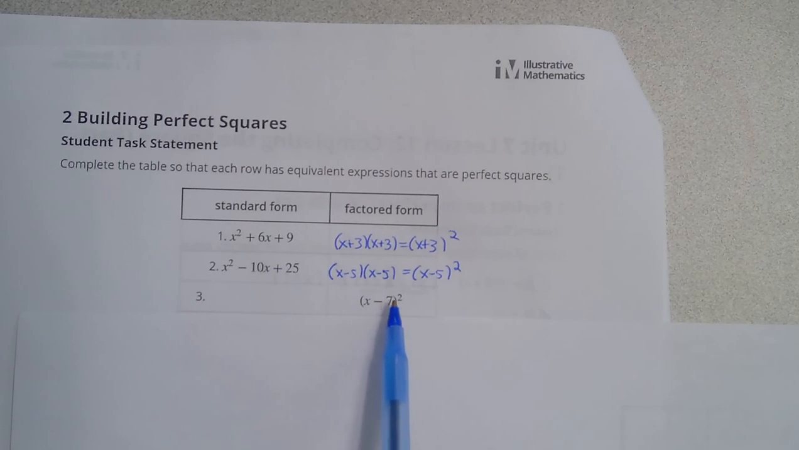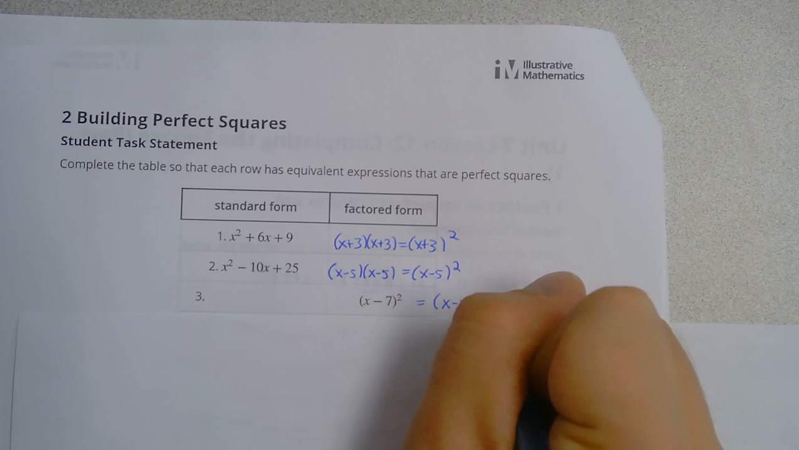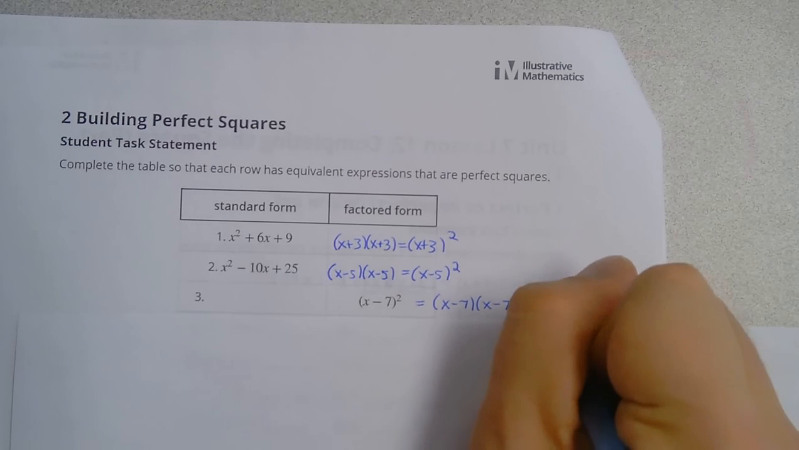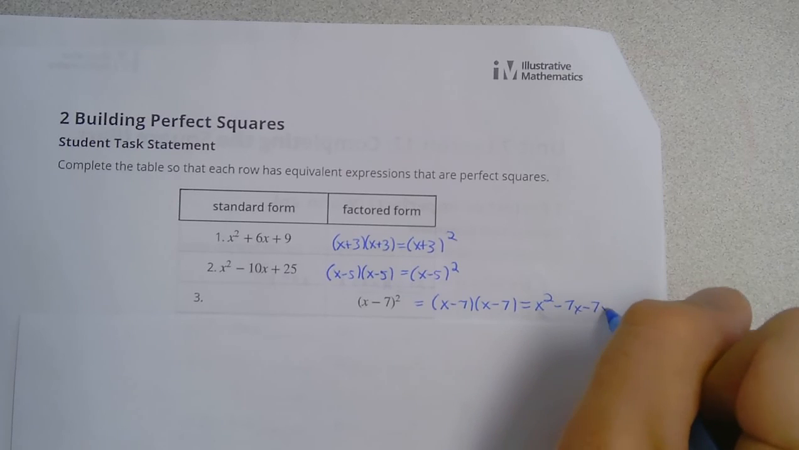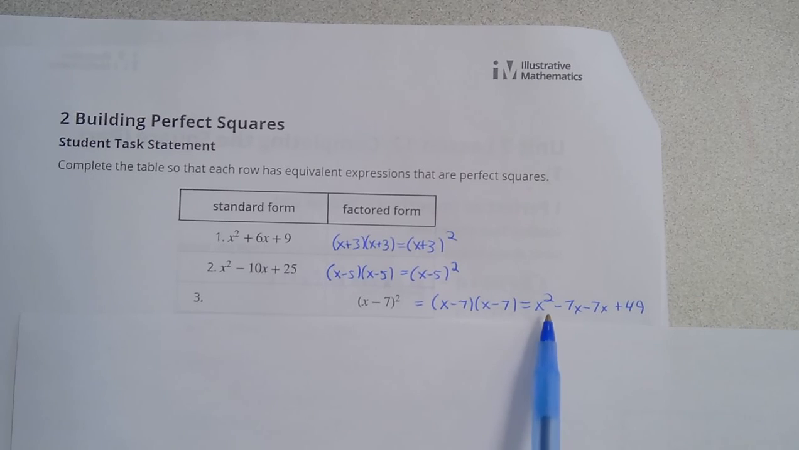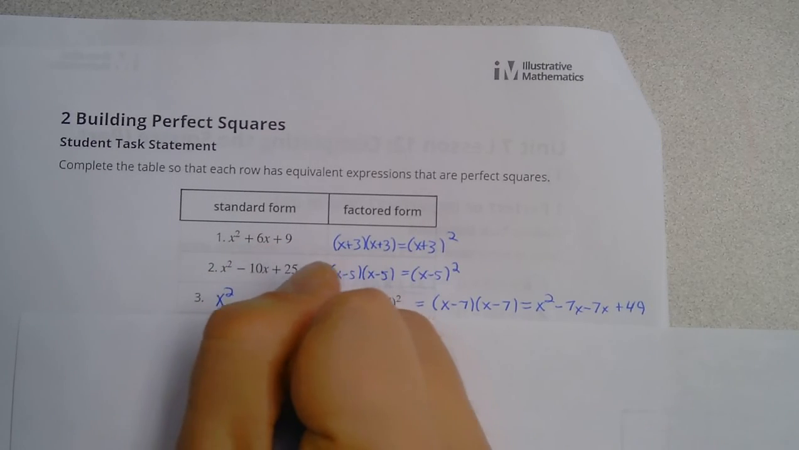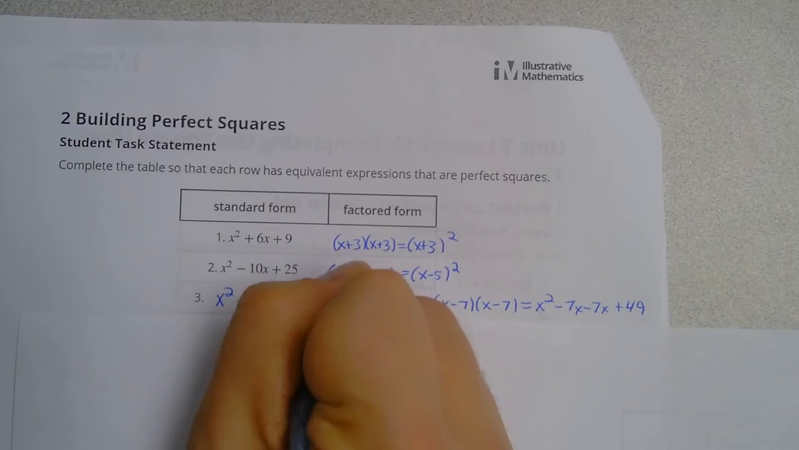And then when I multiply x minus 7 squared, that's going to equal x minus 7 times x minus 7. And then when I distribute that out, that's x squared. And then I have minus 7x minus another 7x. And then plus negative 7 times negative 7 is plus 49. So to combine my like terms, negative 7x plus negative 7x is going to give me negative 14x. So over here, I have x squared minus 14x, and then plus 49.